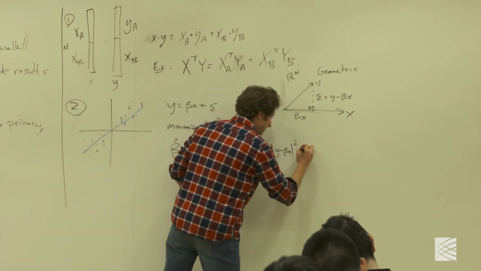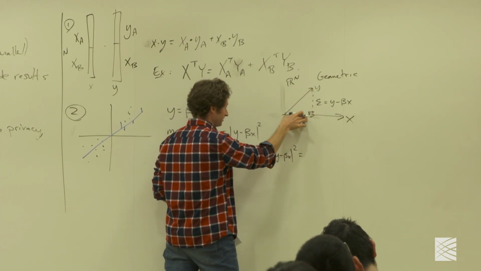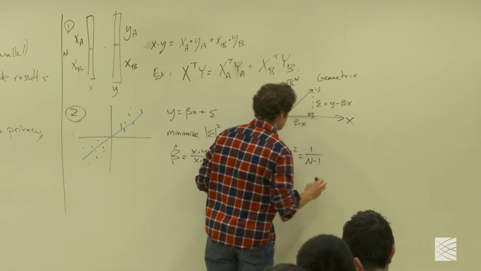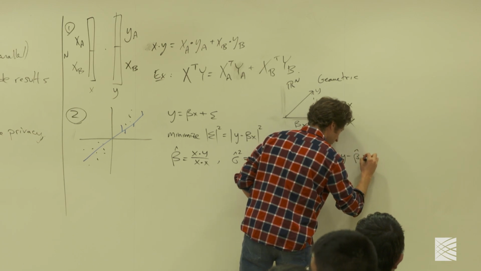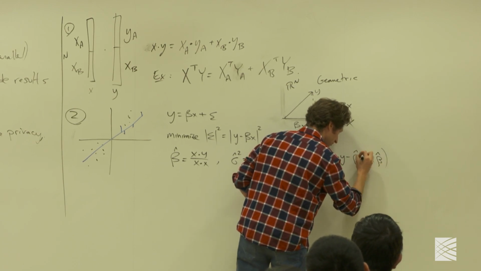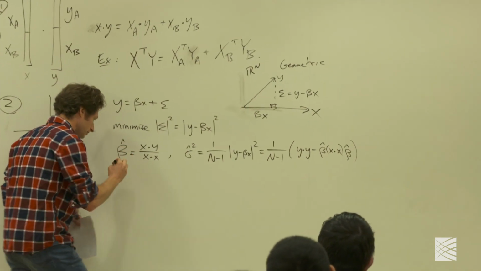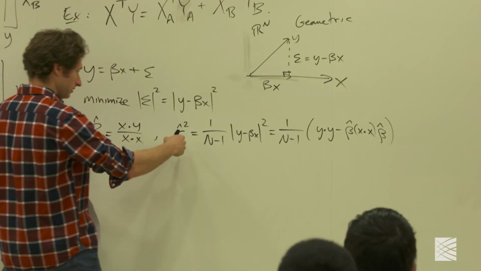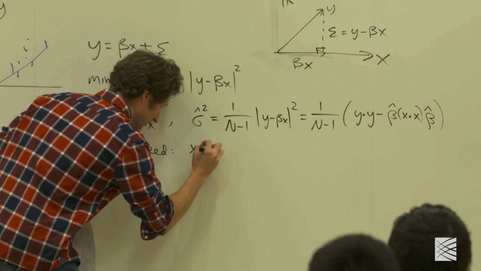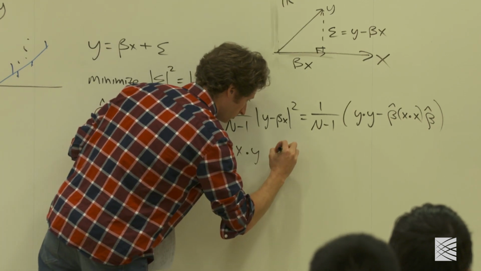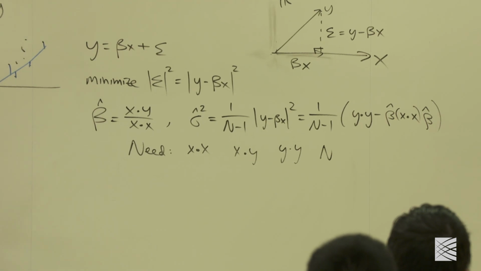Okay? But because of this right triangle, we can compute this squared length as the hypotenuse squared minus this leg squared. So we can write it as y dot y minus... and I'm writing it in a sort of funny way because I want to emphasize that the result only depends on, well, what? What do we actually need here to get our result? We need to know x dot x, x dot y, y dot y, and the total number of samples n. Yeah, that's all we need.